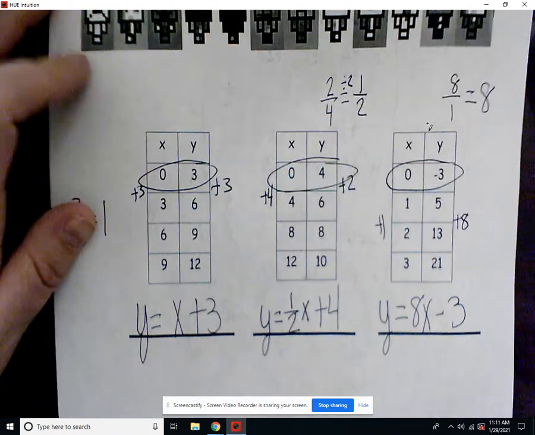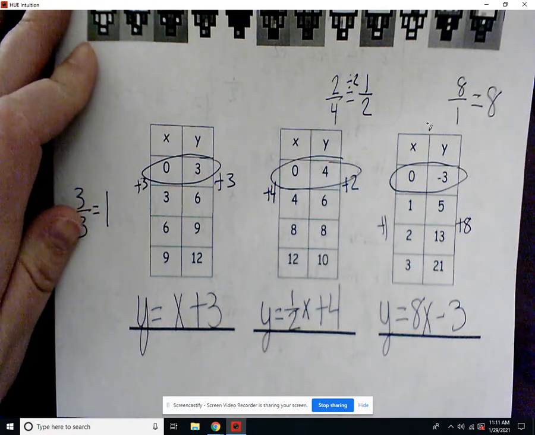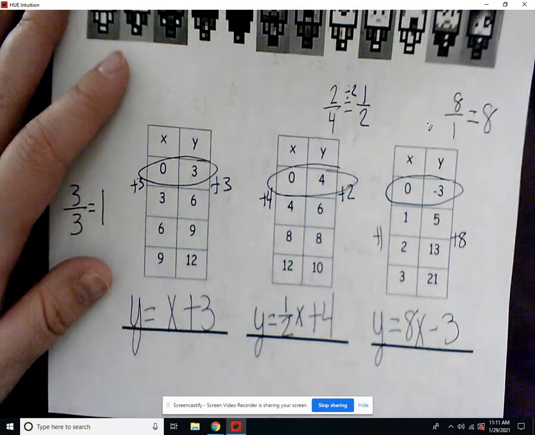Okay, we have another page left to do, and this one is completely different from this video. It's going to require a little bit more work, so let's look at our next page.